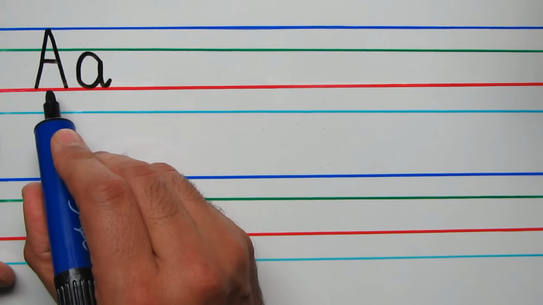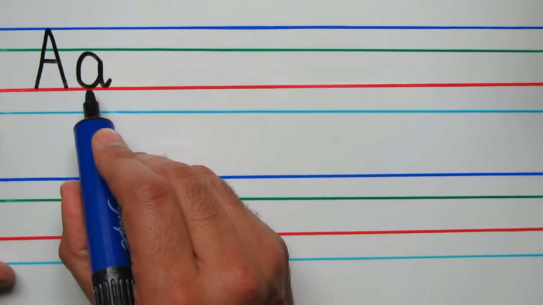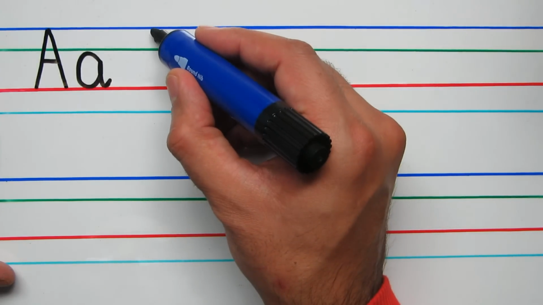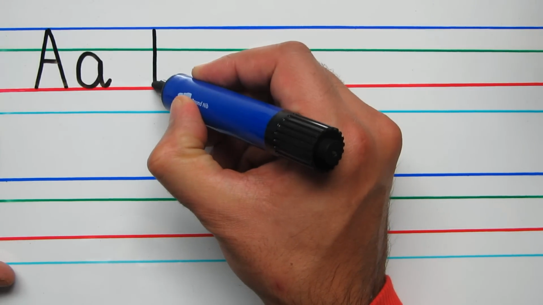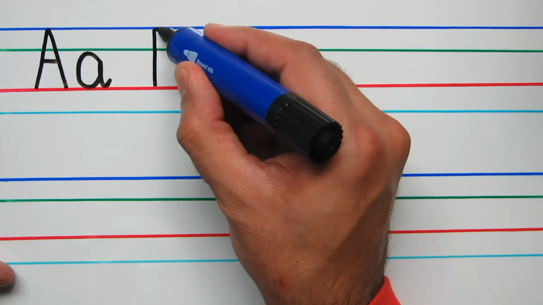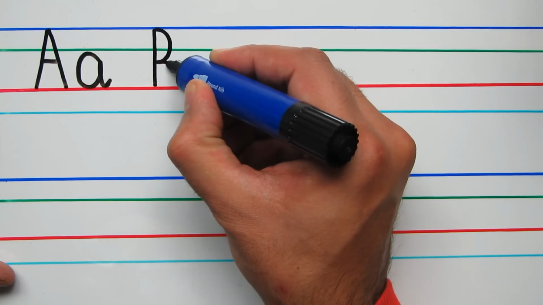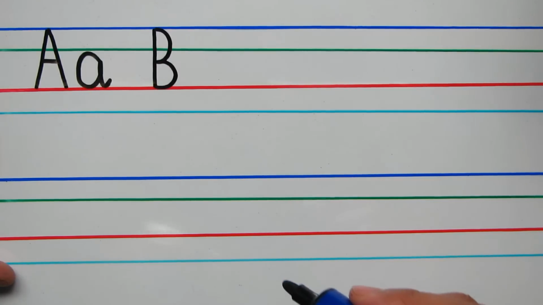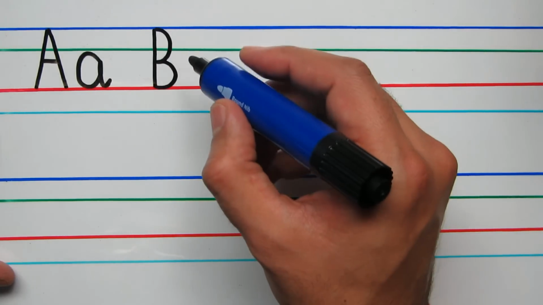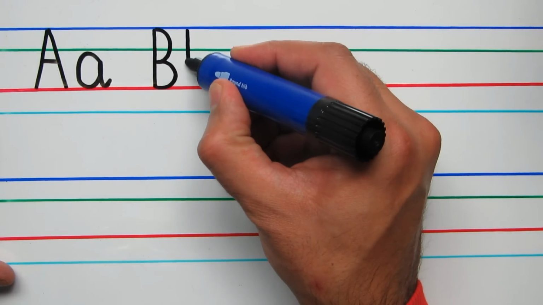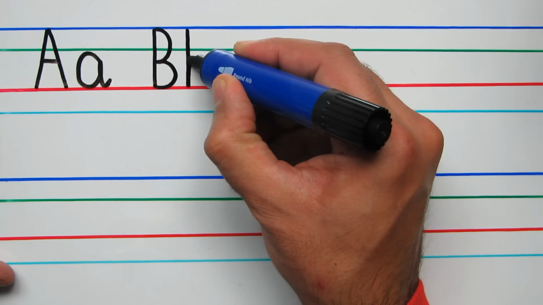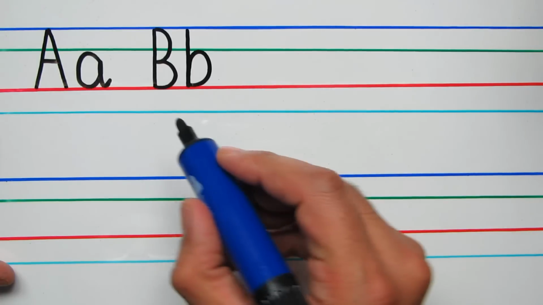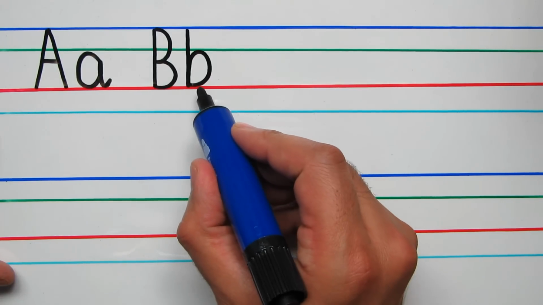Capital A, uppercase A, lowercase a. The letter B. Capital B first of all. Lowercase b. Capital B, lowercase b.